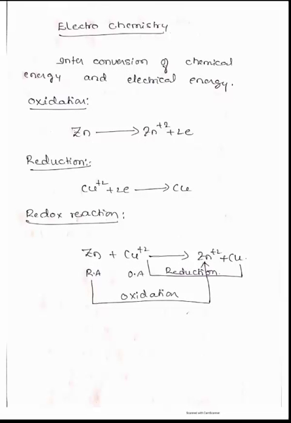Hello students, let us study the third chapter, electrochemistry. So what is this electrochemistry? Electrochemistry is the branch of chemistry which deals with the study of the interconversion of chemical energy and electrical energy. That means we can convert chemical energy into electrical energy, or we can convert electrical energy into chemical energy. So electrochemistry is the branch of chemistry which deals with the interconversion of one form of energy into another form of energy, that is chemical energy and electrical energy.